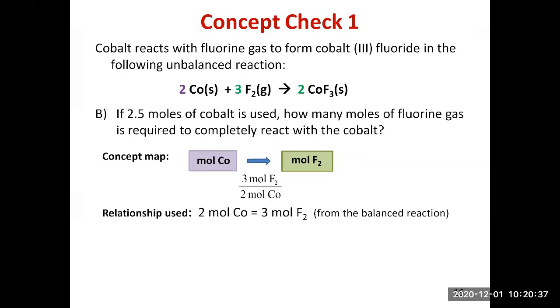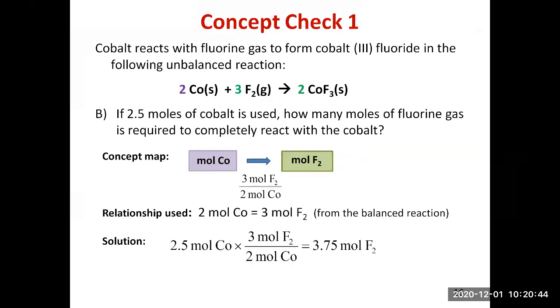When we are ready to do the calculation, we will take our given amount of 2.5 moles of cobalt and multiply by the conversion factor, which is 3 moles of F2 over 2 moles of CO. We can see that the moles of CO cancel, which is what we want, because we are left with moles of F2, and that's what we're trying to find. In the calculator, you do 2.5 times 3 divided by 2, and it's 3.75 moles of F2.